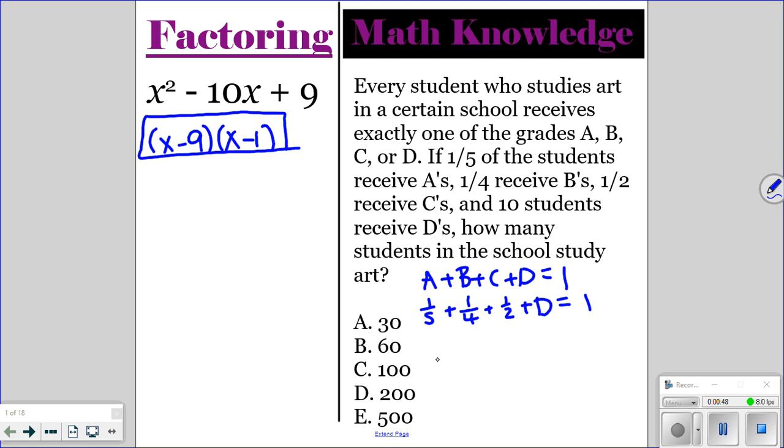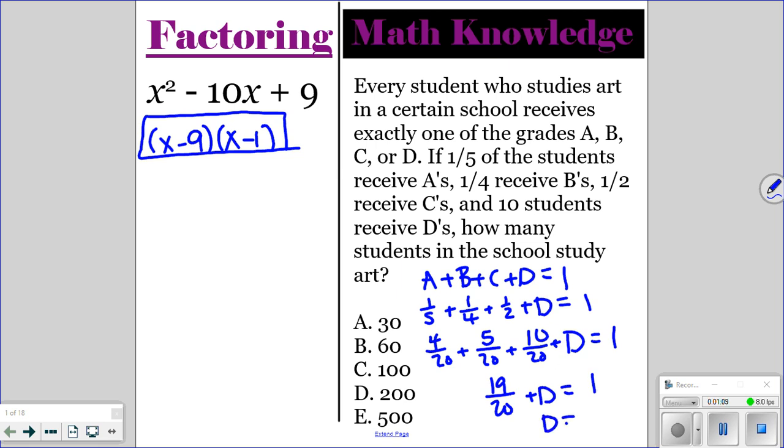So the common denominator is going to be 20 here. And so 1/5 is going to become 4/20. 1/4 is going to become 5 over 20. And 1/2 is going to become 10 over 20. And if you add those together, you get 19 over 20 plus D equals 1. So if you subtract, D is going to be 1/20.